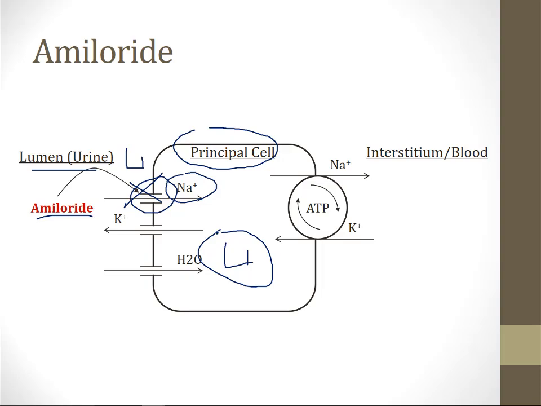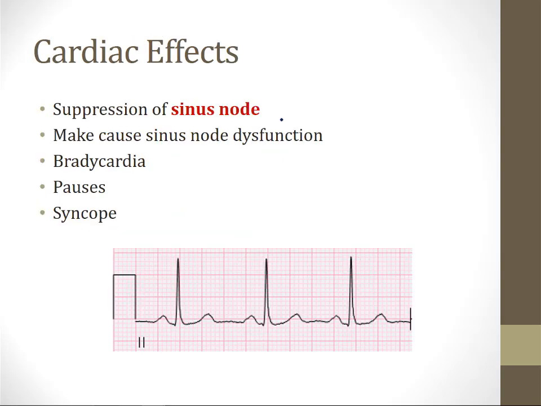This is also the reason that potassium-sparing diuretics like amiloride cause lithium levels to fall. They block the reabsorption of lithium, so more goes out in the urine, and the serum lithium level will become lower. Lithium can potentially have a number of effects on the heart. One of the common ones is that it can suppress the sinus node. Remember that when the sinus node depolarizes, that generates the P wave on the EKG. So if a patient is taking lithium, they may have sinus node dysfunction. This can lead to bradycardia, pauses, and in some cases it can lead to syncope.